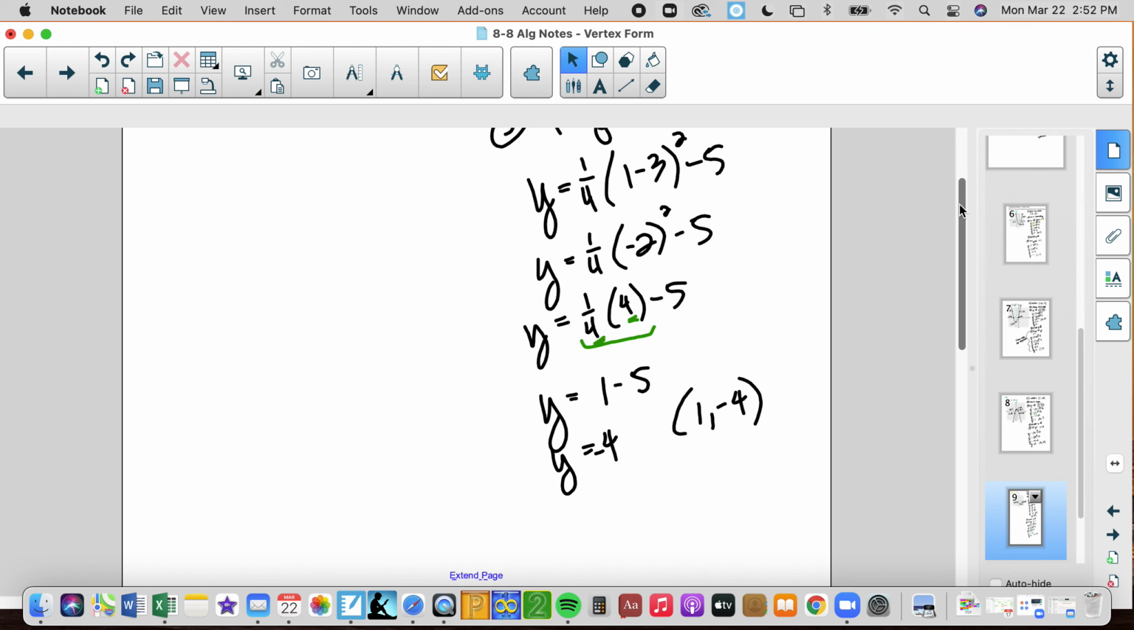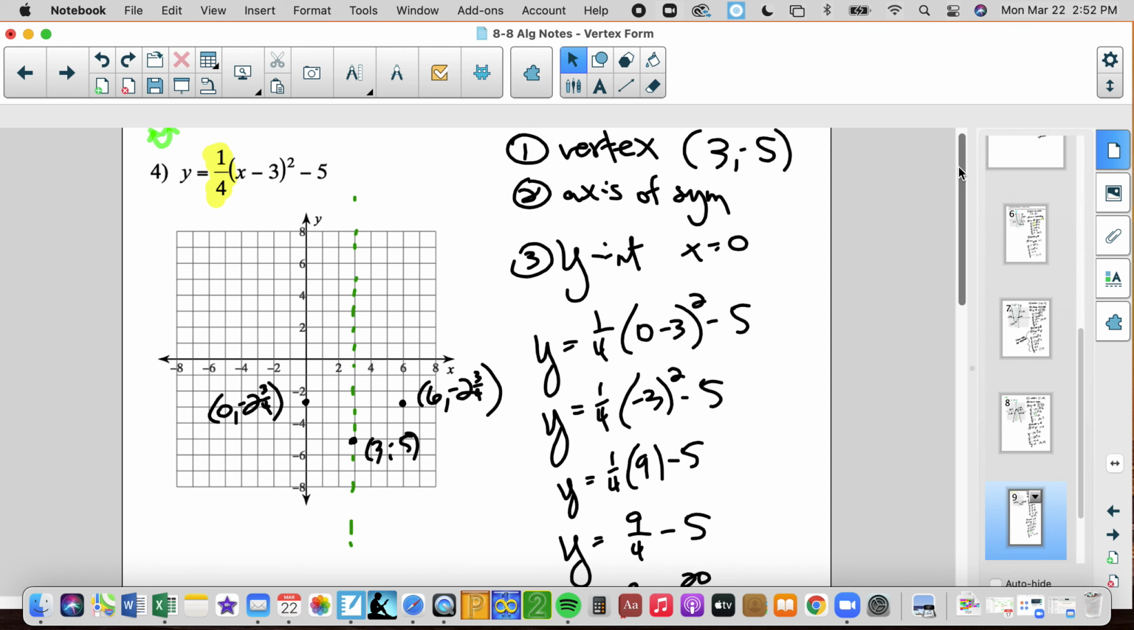Let's graph that. 1, negative 4 is right here. Whoa, how cool is that? This is our first fat one. Notice it's not as sharp up and down. It's actually a little bit wider. So that's 2 away. Let's make that 2 on the right, and that would take us to 5, comma, negative 4.